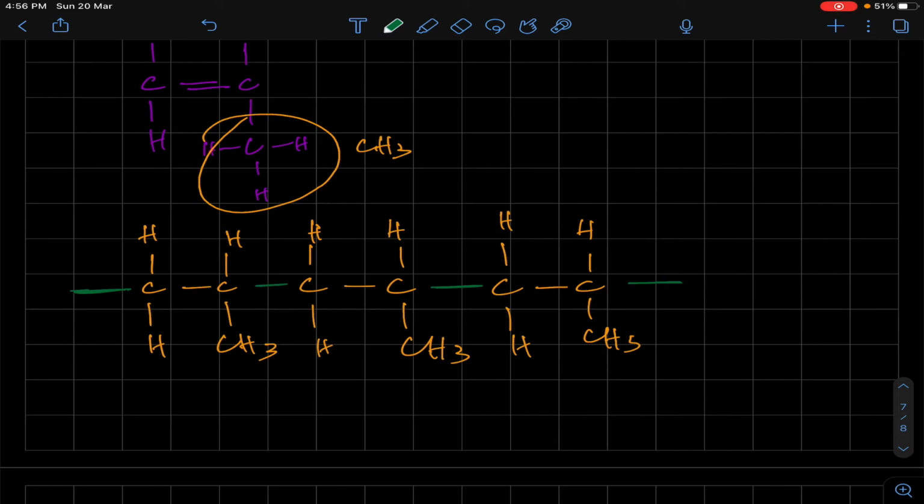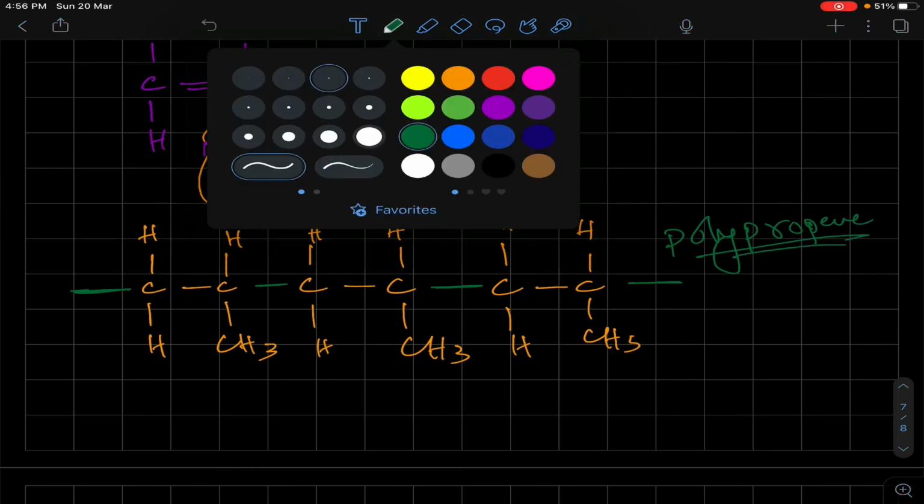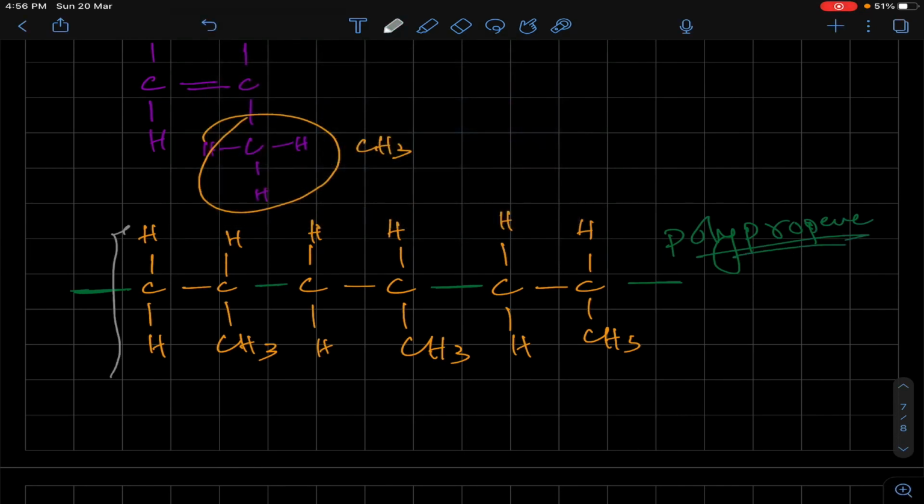So this is the structure of polypropene. And how will you identify that this is the structure of polypropene? Identify the repeating unit. Your repeat starts from here, and if you notice, it ends at the second carbon atom. In addition polymers, the repeat unit always ends on the second carbon atom.